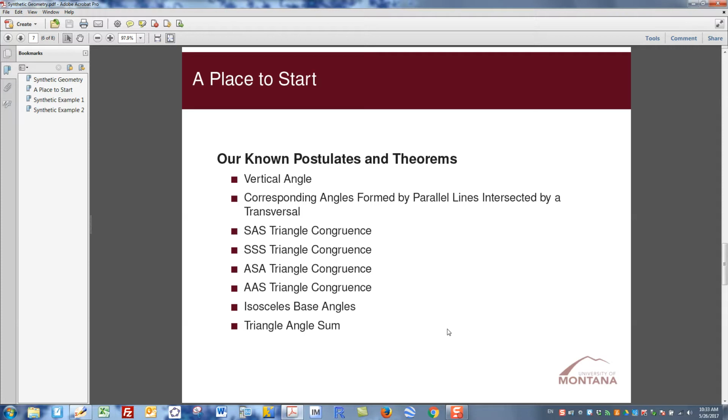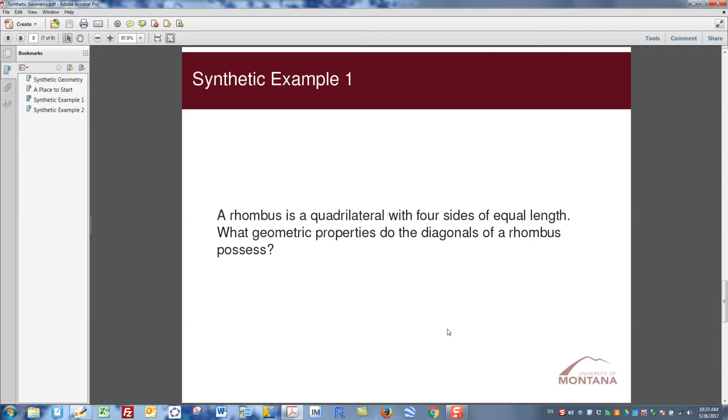So let's go ahead and get into it and do an example of engaging in synthetic geometry. Here's the first example I want to do. A rhombus is a quadrilateral with four sides of equal length. What geometric properties do the diagonals of a rhombus possess? So let's take some time to investigate this, to develop a conjecture, and then we'll try to prove it using the tools of synthetic geometry and the known postulates and definitions and theorems that we defined on the previous slides, and that are also defined on the proof cards available.